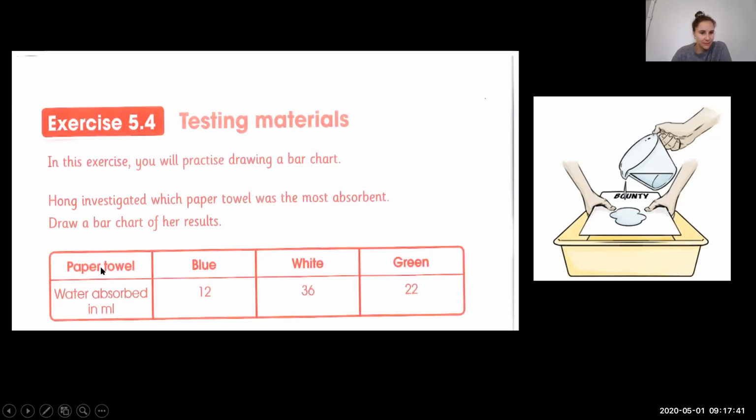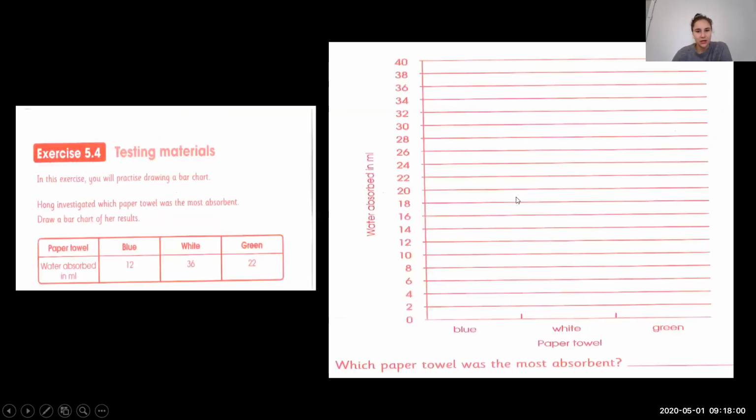Okay, so she used paper towel. The blue paper towel absorbed 12 milliliters of water. So 12 milliliters of water it took up. The white paper towel was 36 milliliters, and the green was 22 milliliters. Now you need to draw a bar chart, and then she wants to know which paper towel was the most absorbent.